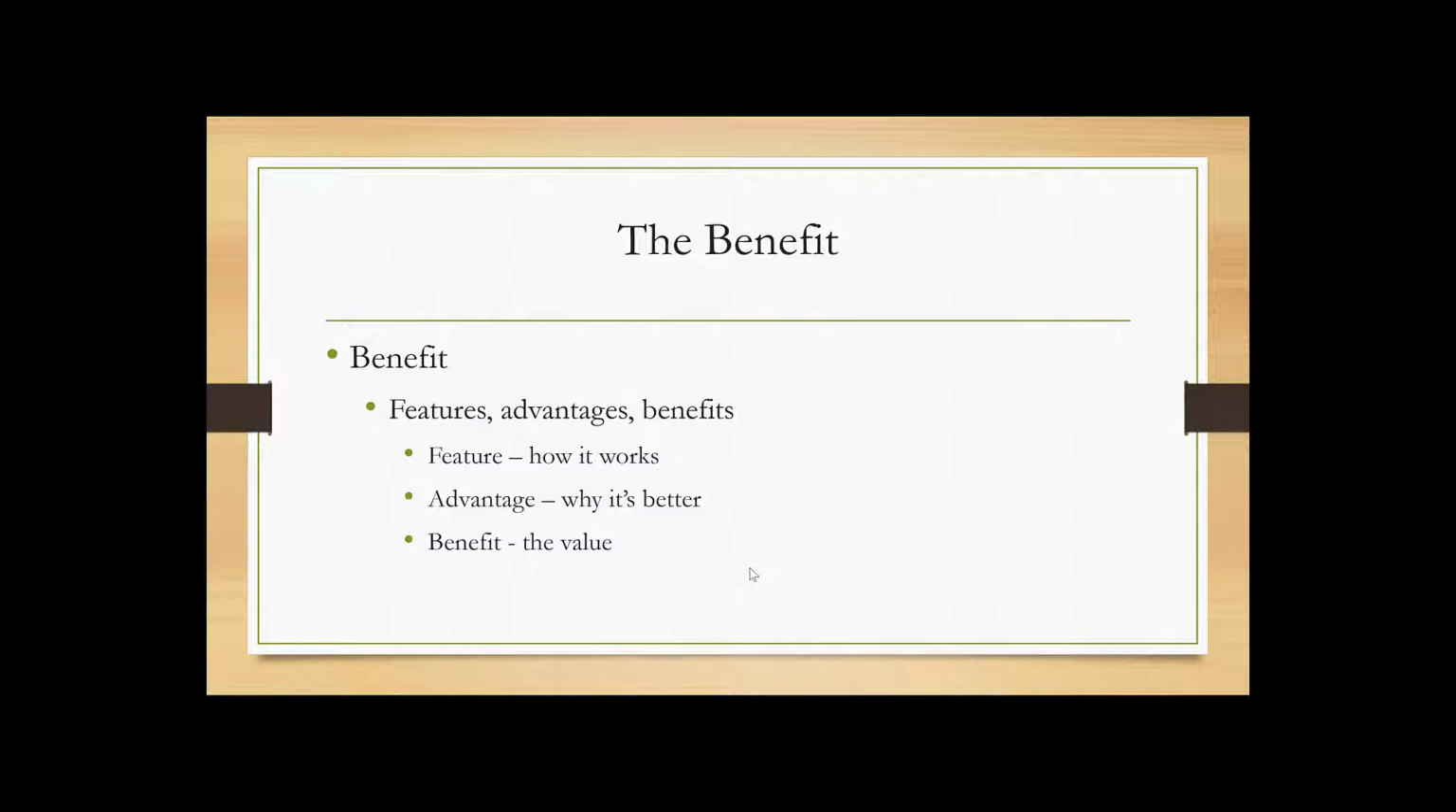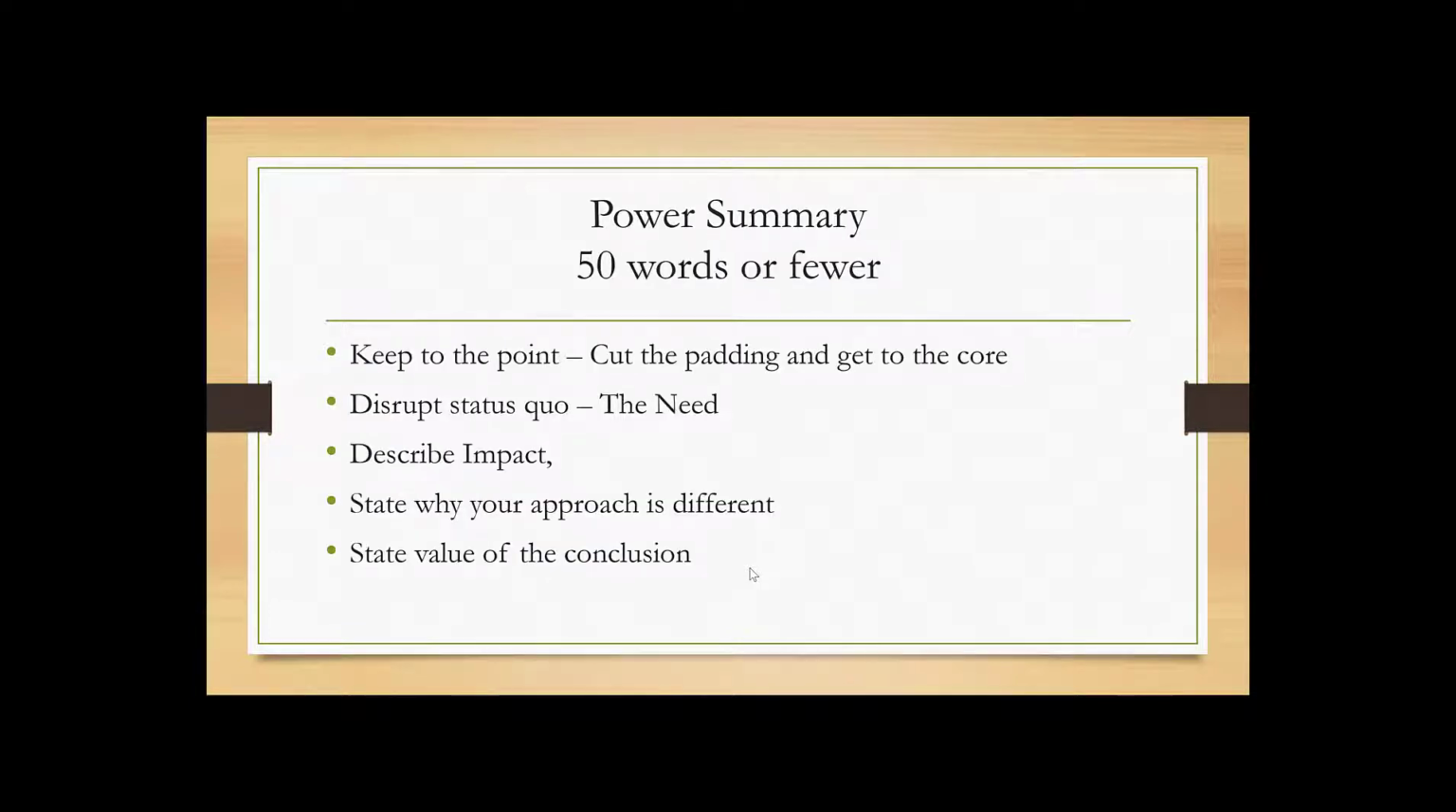So we have to put these features and advantages in context. We have to think about the big picture, which actually allows us to cycle back around to the key problem that we're trying to solve in the first place. We've talked about 50 words or fewer. We've talked about the idea of a power summary. This is important as you're building the story that you're trying to tell in your presentation. It's also important to have a 50 words or fewer power summary for an elevator conversation, right? So keep to the point.